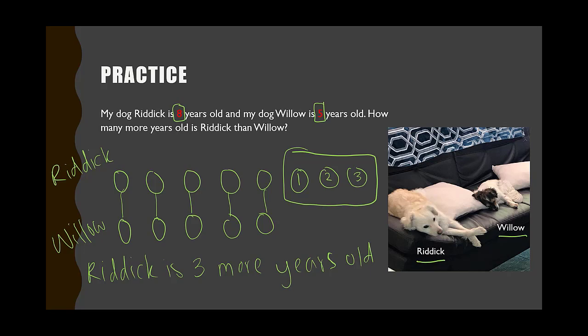So I can write the number sentence to show this story. So if Riddick is 8 years old and Willow is 5 years old, then they are 3 years apart. That Riddick is 3 years older. So if I have 8 and I make 5 pairs, then I have 3 that are left over.